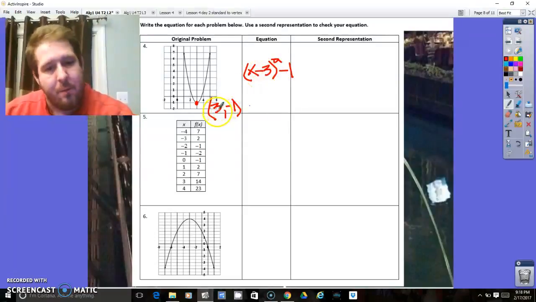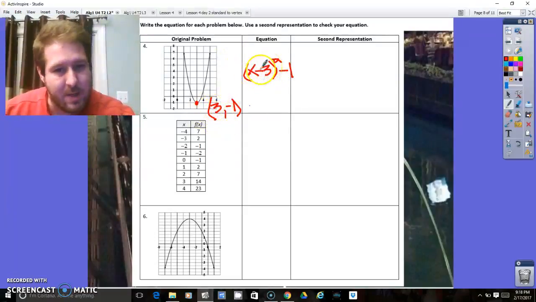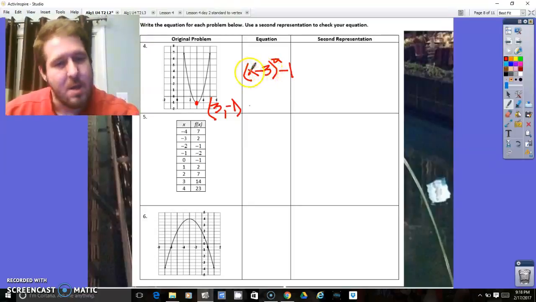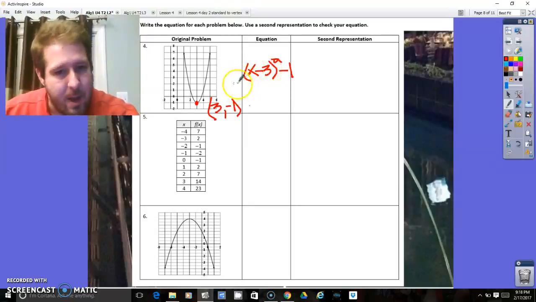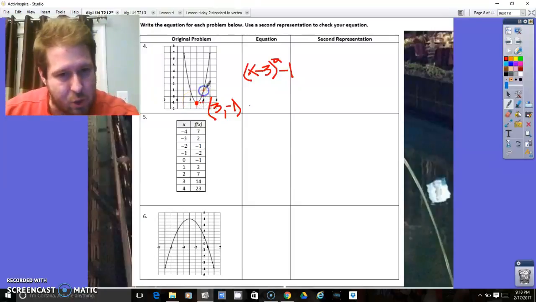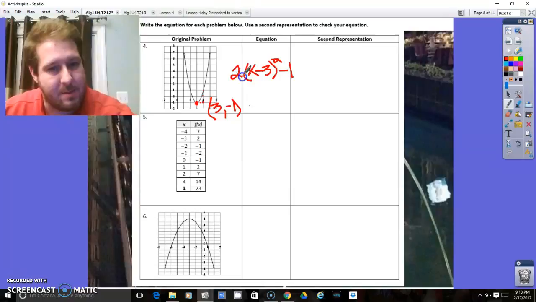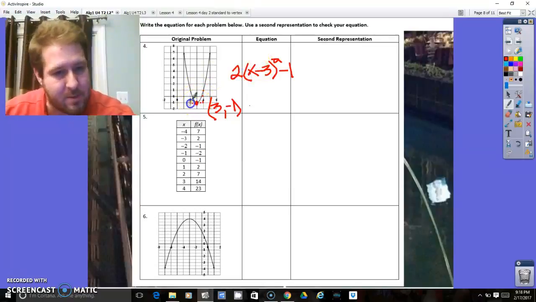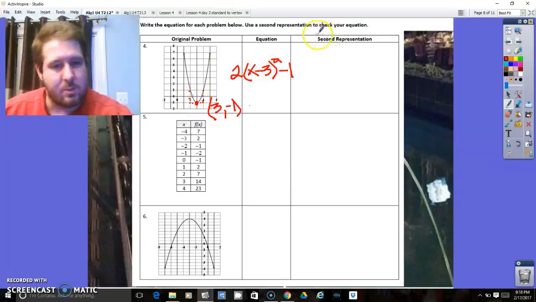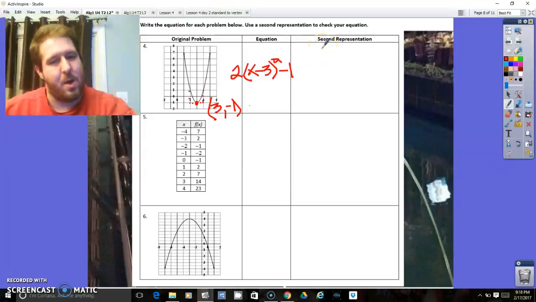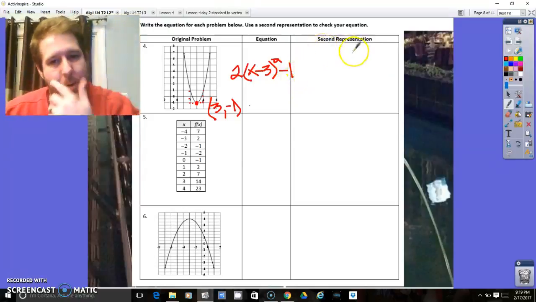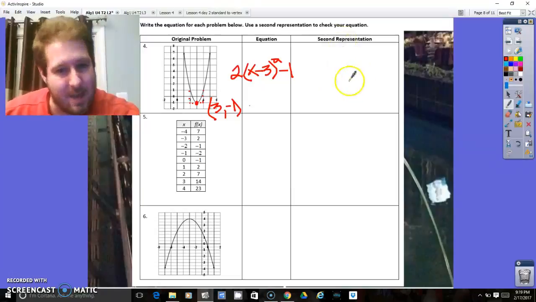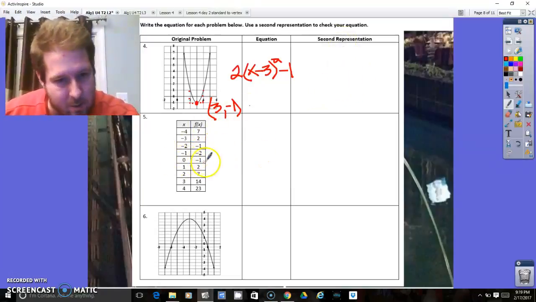Now remember, the first number, whatever's in the parentheses, is always the opposite of what you would think. That's the reason why it was x minus h. h is 3, so it's x minus 3. Now, to find the a term, you find that the next term is 2 above the vertex. So that means a has to be 2. Or you could say the previous term is also 2 above. So that's where the a comes from. And it's positive because I went up instead of down. If I want to do a second representation, I would simply make a table, but I'm going to try to save some time here and not do that.